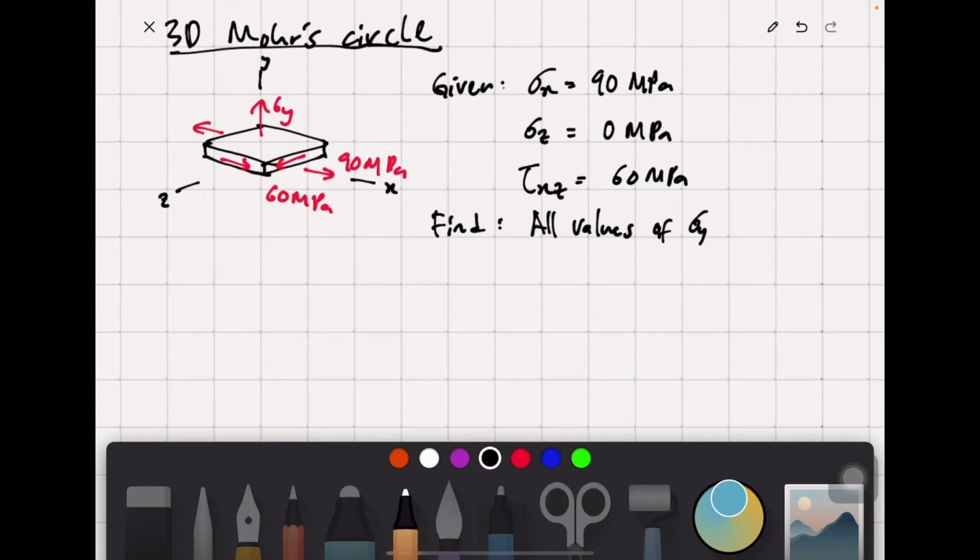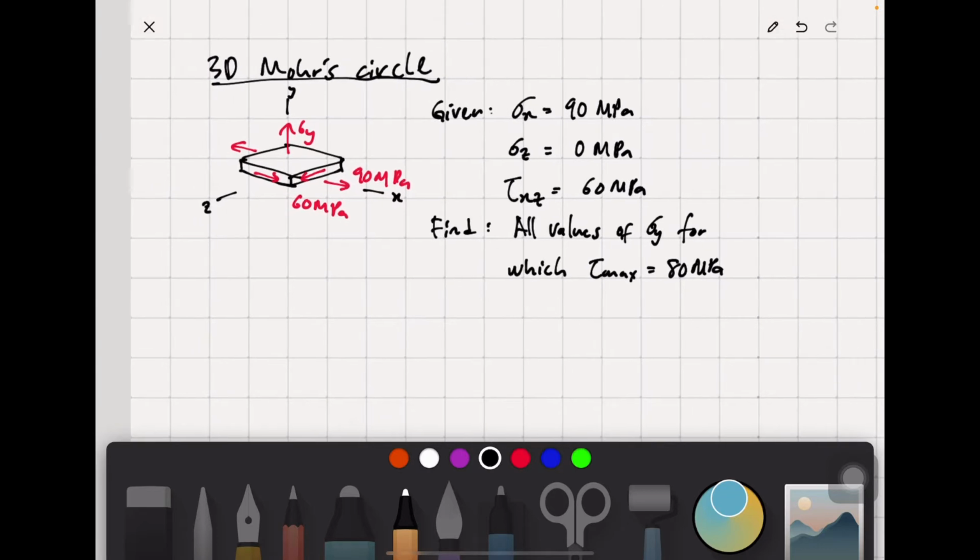of sigma y, for which tau max is equal to 80 megapascal. That is the condition given, right? So we have this question. So let's plan what we need to do in order to solve this question.